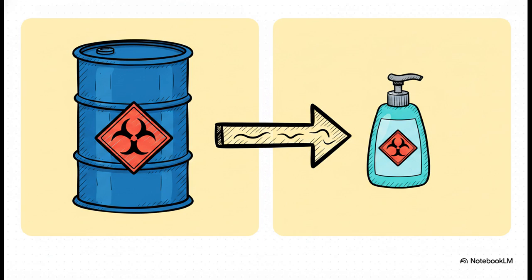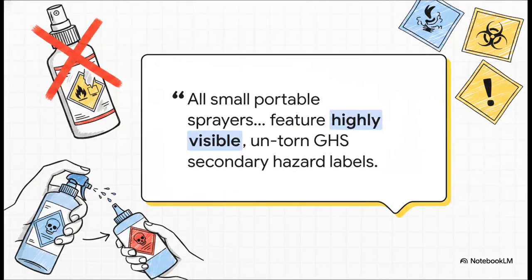You transfer that solvent into an alternate or secondary container, like a squeeze bottle or a portable sprayer. That exact moment of transfer is where strict secondary container labeling rules apply to prevent those catastrophic blinding mix-ups we talked about earlier. The mandate here requires absolute authority. It states that all small portable sprayers, wash squeeze bottles, or chemistry transport containers must feature highly visible, untorn GHS secondary hazard labels. This is entirely about personal accountability.